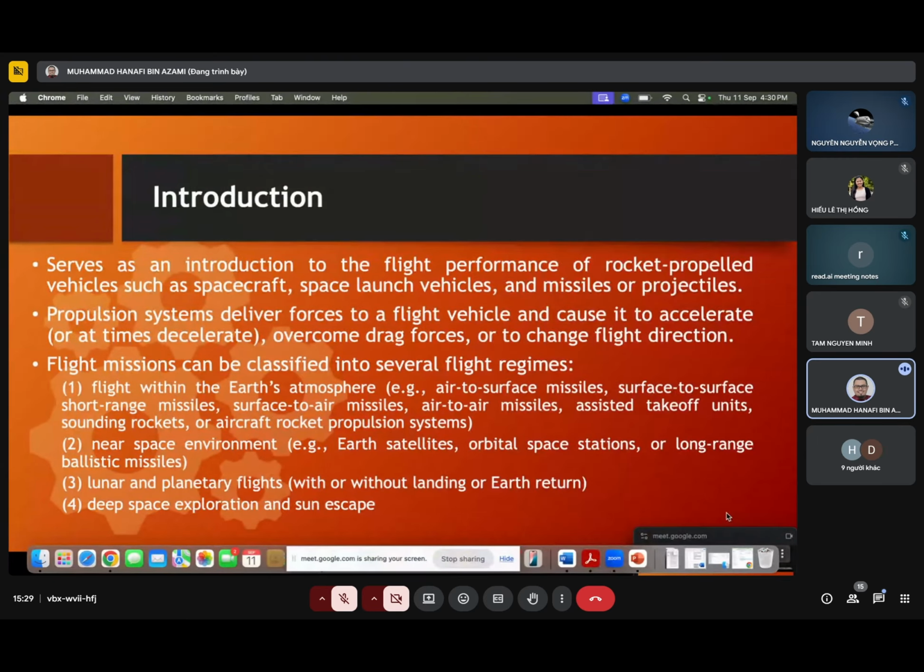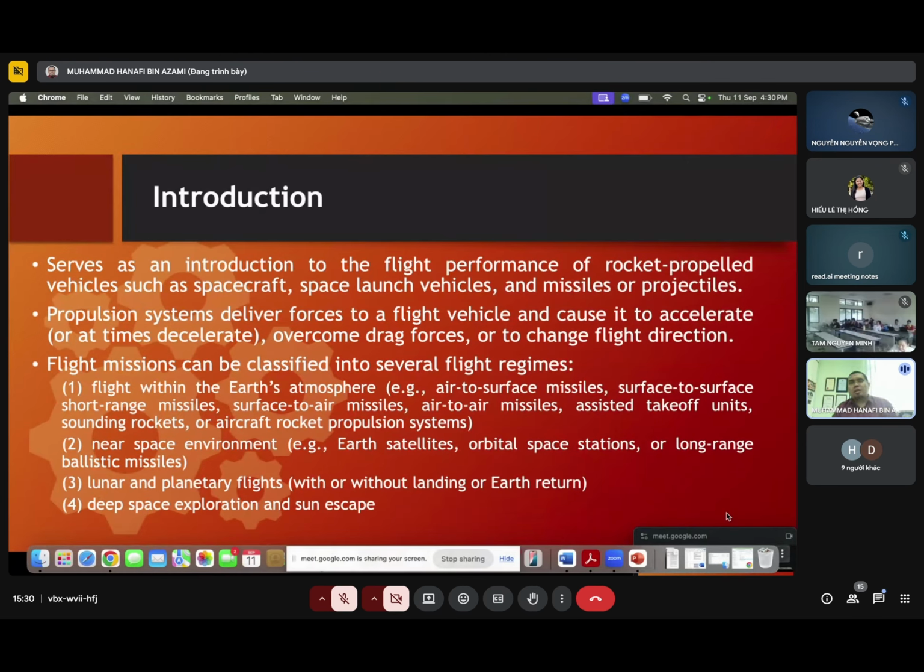Lunar and planetary flight. Okay, so a lunar mission, a mission to the moon, like the Artemis mission, and then planetary flight. So, for example, Earth to Mars. Deep space exploration and sun escape. Deep space exploration, maybe to go to Pluto, like Voyager 1 and Voyager 2. Sun escape, for example, the Parker probe that they have sent.